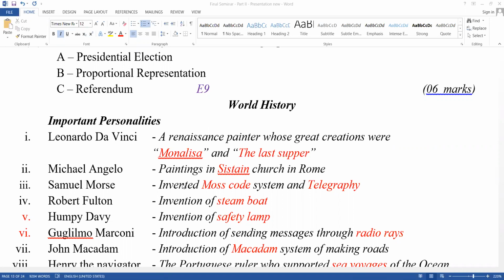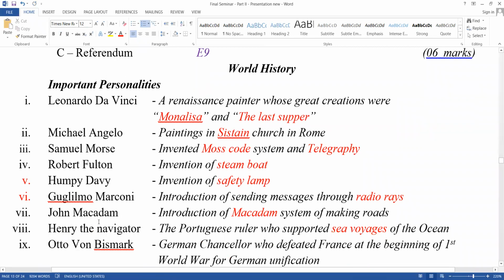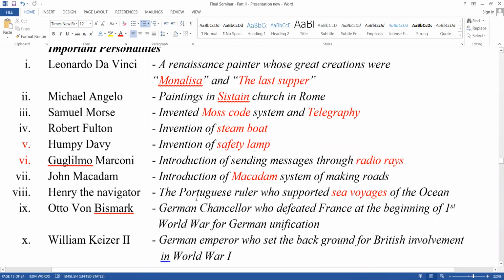Humphrey Davy, safety lamp. Guglielmo Marconi, radio waves. And John Macadam, system of making roads. Henry the Navigator was the Portuguese ruler who supported sea voyages across the ocean. And Otto von Bismarck was the one who defeated France and unified Germany.